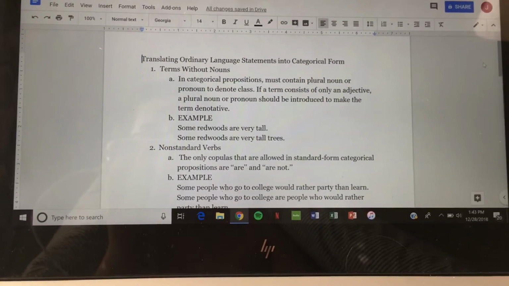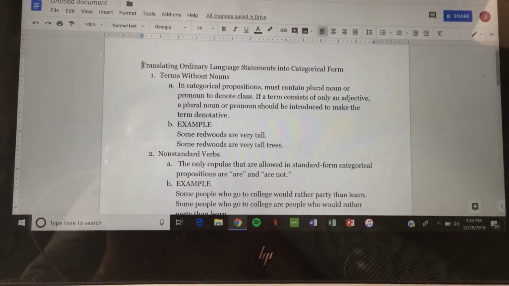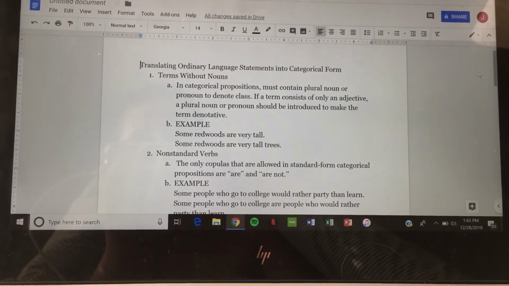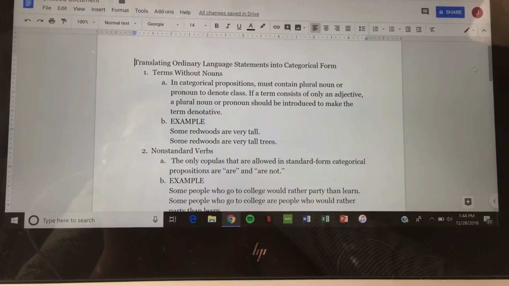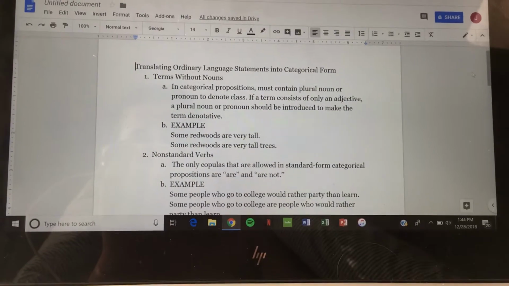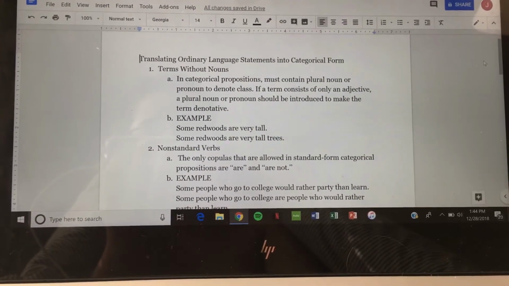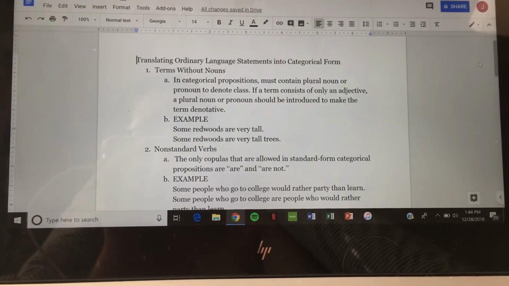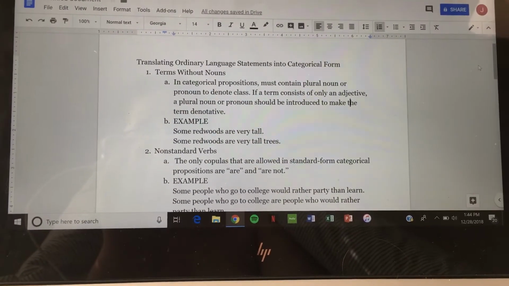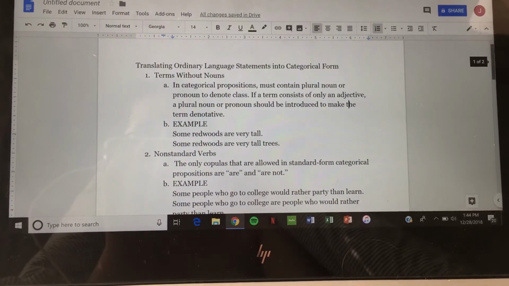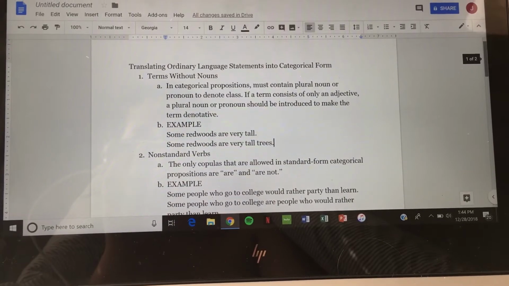So number 1, we have terms without nouns. In a categorical proposition, they must contain plural nouns or pronouns to denote class. If it consists only of an adjective, a plural noun or pronoun should be introduced to make the term denotative. So right here we have that some redwoods are very tall. Well, by our knowledge, we know that redwoods are trees. So in order to switch this into categorical form, we have to add the trees in there.